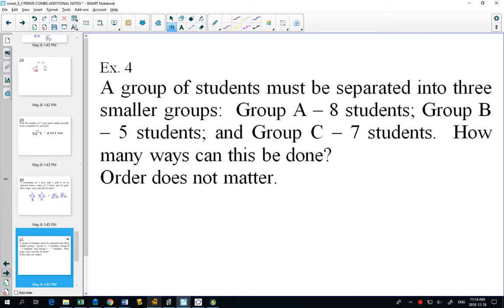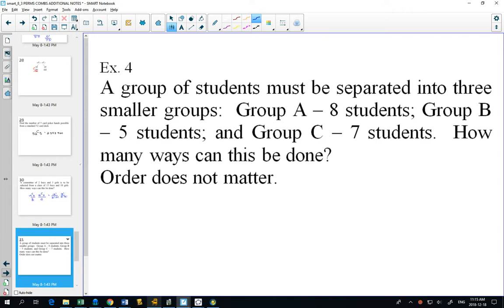A group of students must be separated into 3 smaller groups. 8 students in group A, 5 students in group B, and 7 students in group C. How many ways can this be done? Well, here, it's not going to be a different group if I just change the order in your group. You're still stuck with the same people. You say, I don't like my group, and I say, well, just rearrange yourselves in your group. Well, it's still the same group.